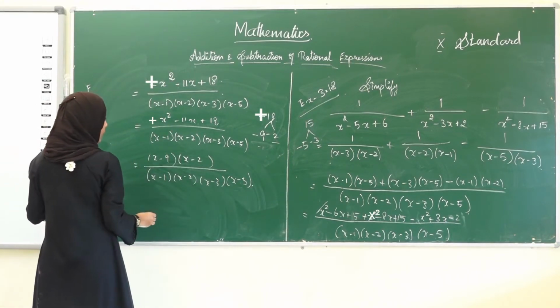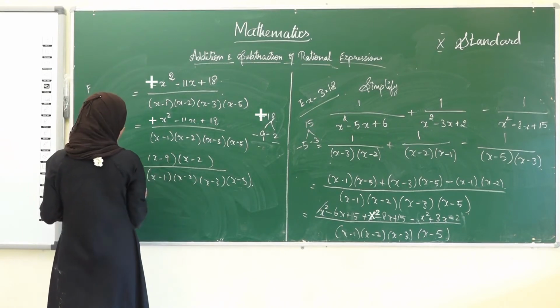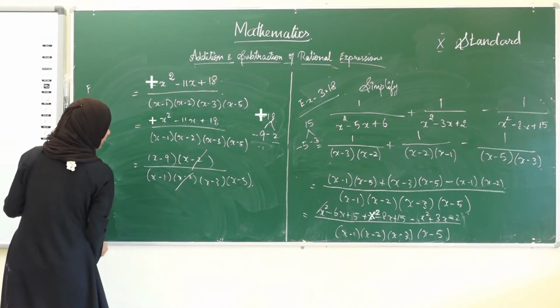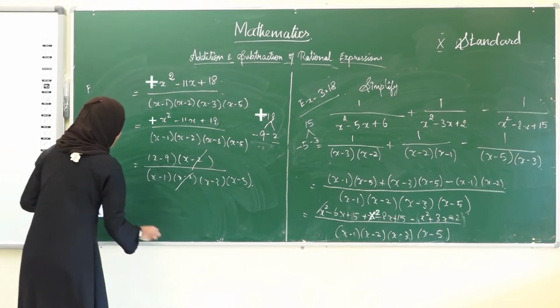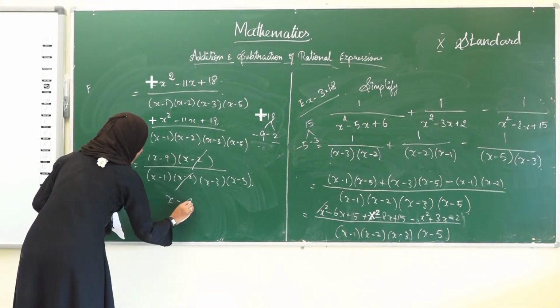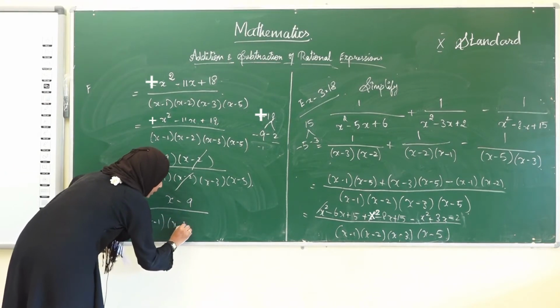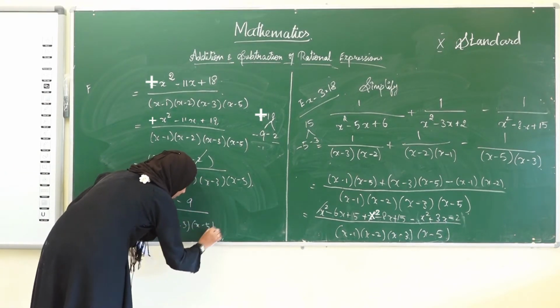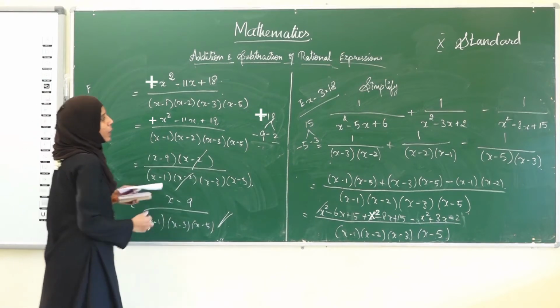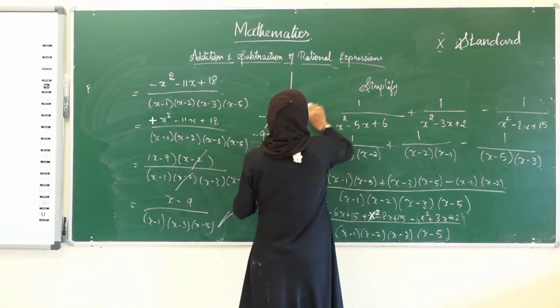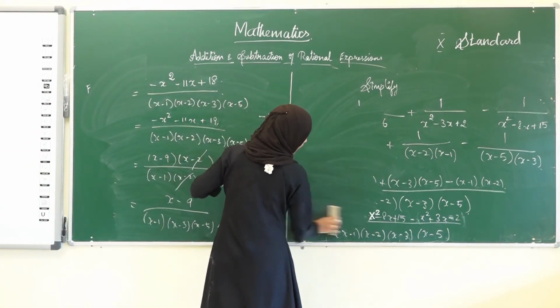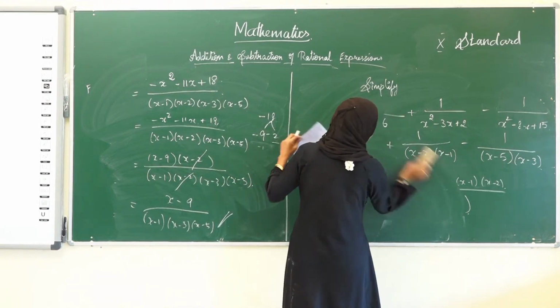So what we can do, we can cancel the common term. See here what we are cancelling. x minus 2 we have as common, therefore the resulting term will be x minus 9 divided by x minus 1 into x minus 3 into x minus 5. This is the required answer. We have simplified. Okay, now we are moving on to the exercise following this.